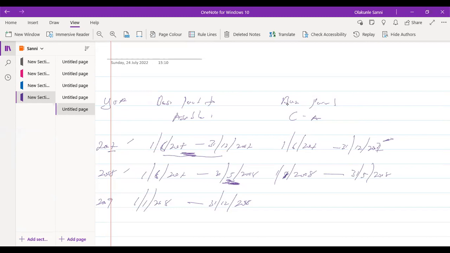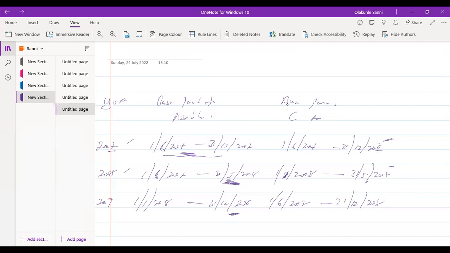Do you understand up to this extent? Yes. For the third year, it will start a day after the end of the current year's capital allowance basis period. A day after 31st May 2008 will be 1st June 2008. And where will it end? It will end where the basis period of the assessable profit ends, 31st December 2008.